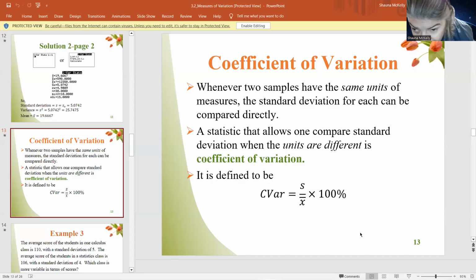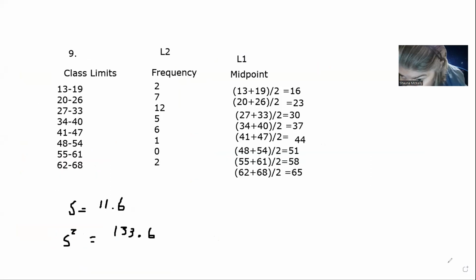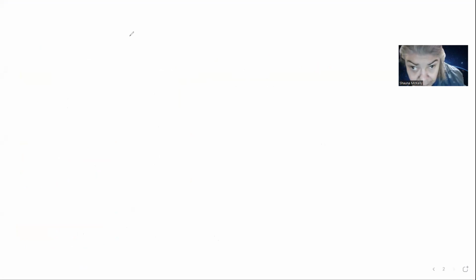S divided by X bar times 100. So this is what we're going to do. This is going to be number 13 on our data.